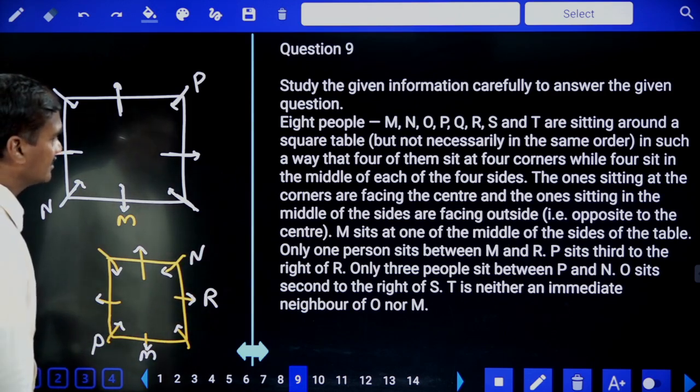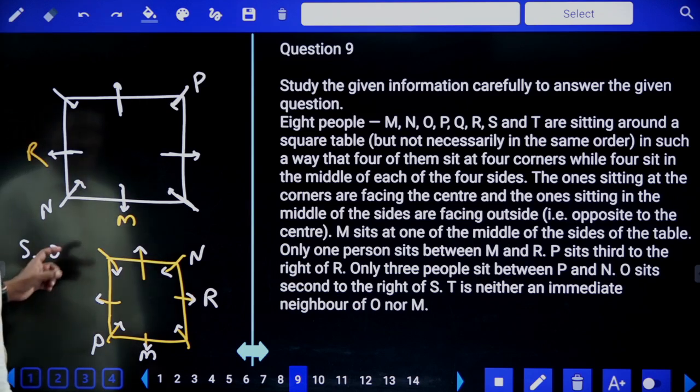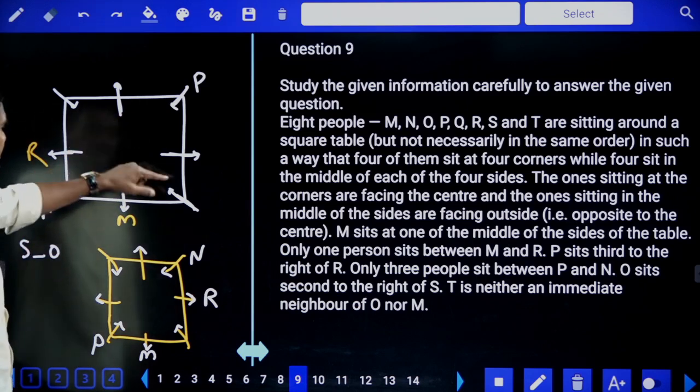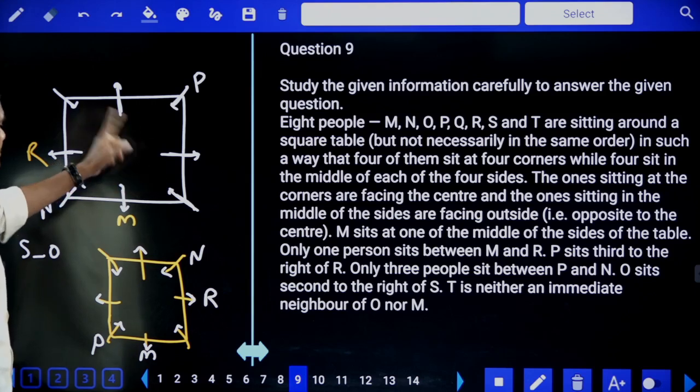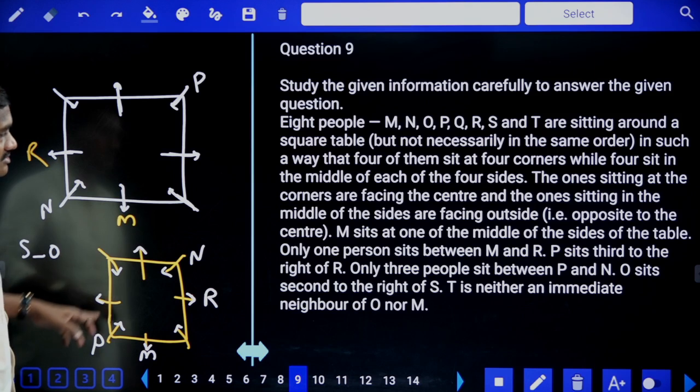And O sits second to the right of S. O is seated second to the right of S. And S and O must be in the alternate places. Alternate అంటే ఈ రెండు ప్లేస్లు ఉన్నాయి, అంతే కదా. S and O, S and O. And here again S and O, this is the only possibility we have.